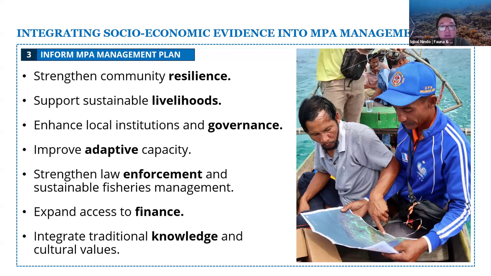Third, we work to enhance local institutions and governance, including Panglima Laut, cooperatives, village councils, and community groups, because strong local institutions are essential for effective management. Fourth, improving adaptive capacity is also key. This includes climate literacy programs, community education, and training on adaptive technologies and weather forecasting tools. We also aim to strengthen law enforcement and sustainable fisheries management to reduce destructive practices and improve compliance. And another important action is expanding access to finance, whether through cooperatives, microloans, or diversified income opportunities that can help fishing households become more resilient.